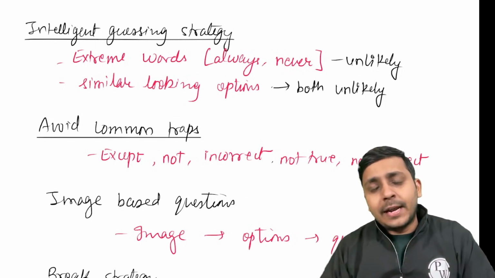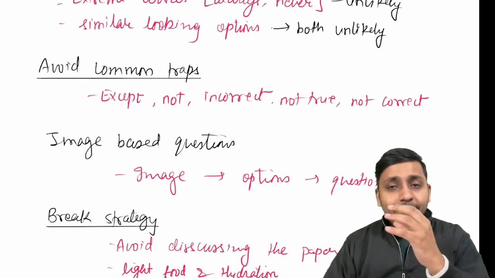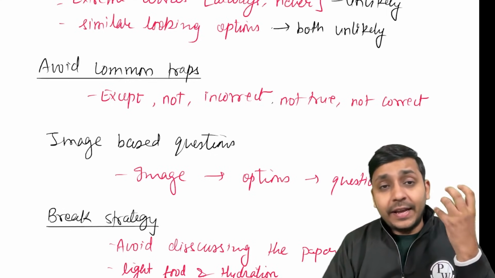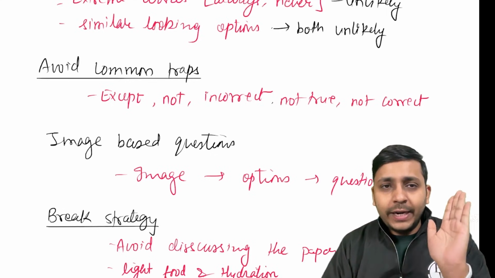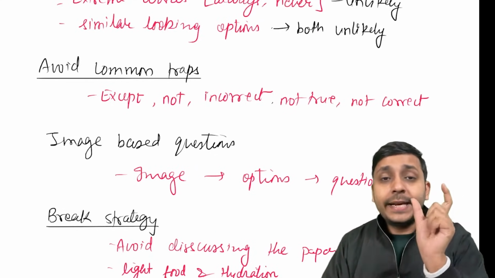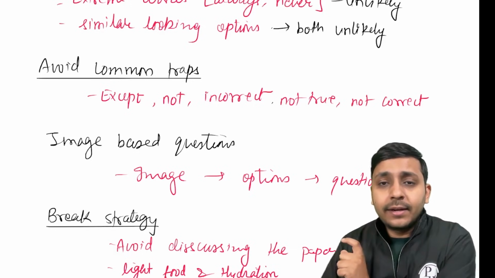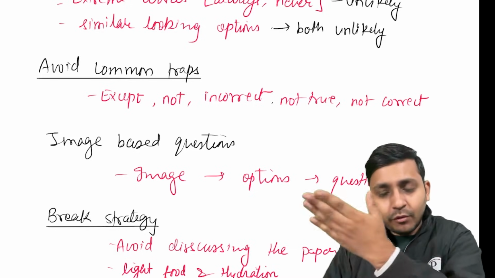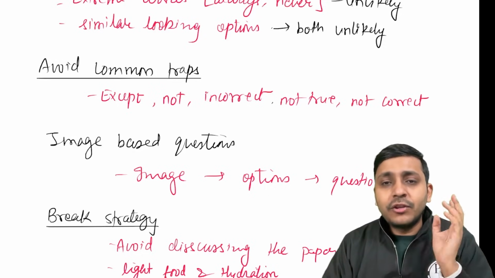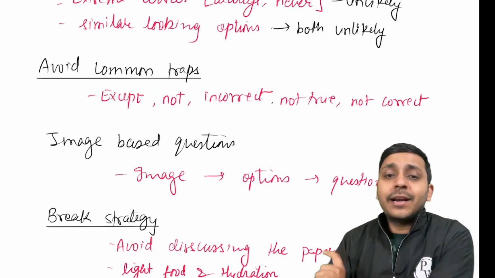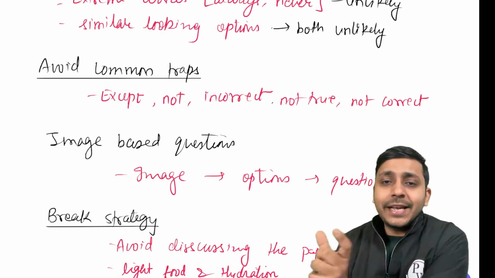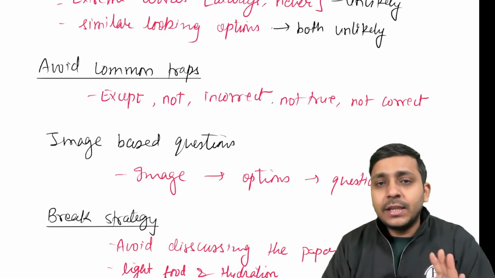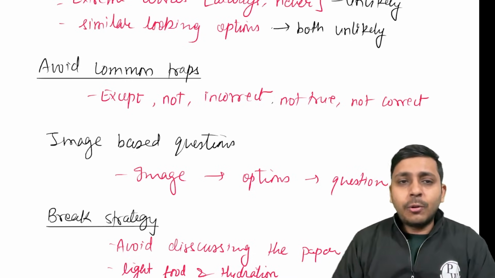Now, avoid common traps. Obviously, this goes without saying. You have to read the last line of the question very well. Don't forget to read except, not, incorrect, not true, not correct. Option में आता है कि which of the statement is true except, मतलब आपको false statement देखना है, या which of the following options is incorrect, which of the following modality is incorrect, तो आपको false वाली देखनी है. तो again avoid these common traps.